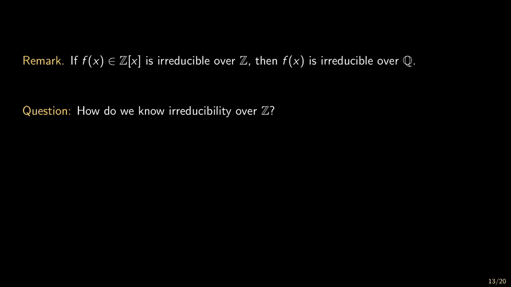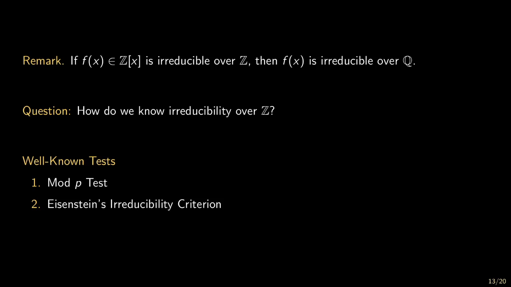So our next question will be, how do we know irreducibility over Z then? Now, it turned out that there are well-known tests. And in this lesson, we will be talking about two well-known tests for irreducibility over Z, whenever the coefficients are integers. These are the mod p test and the Eisenstein irreducibility criterion.